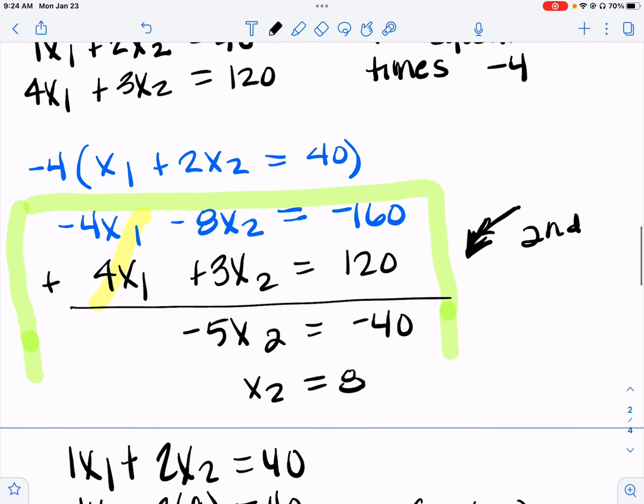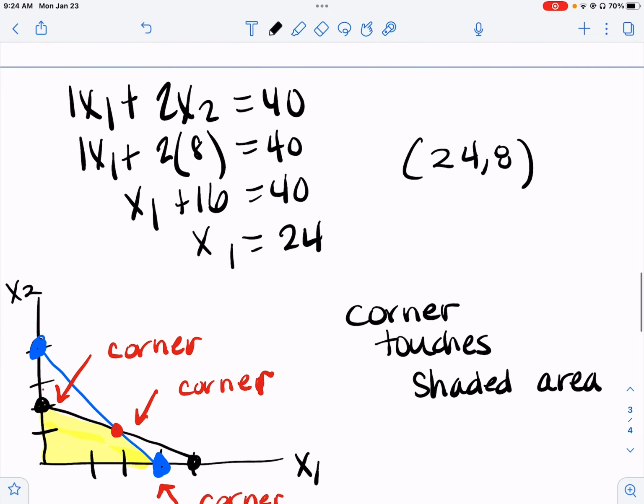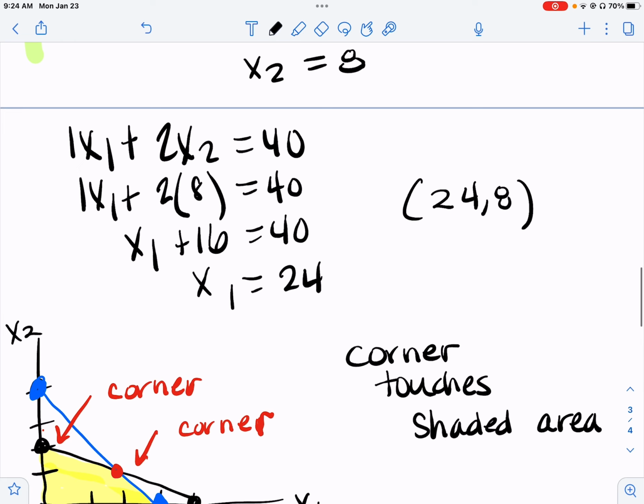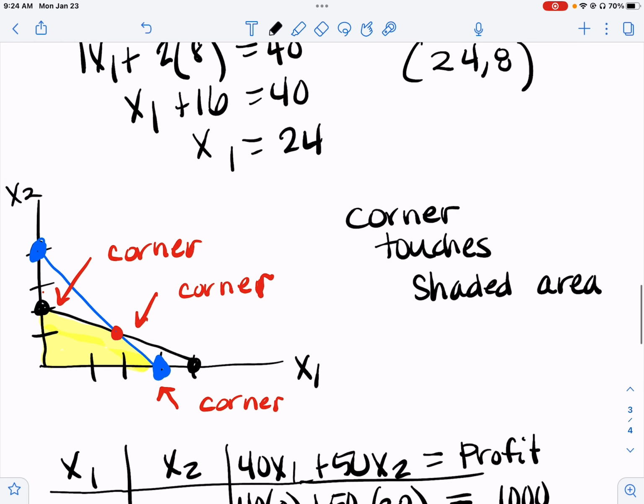Add the two together, we get -5x2 = -40. Divide, we get x2 = 8. Go back and plug in 8 for x2. So we get x1 + 16 = 40, minus 16 on both sides. We get x1 = 24. Okay, and that is when x2 = 8. So our point is (24, 8). Okay, so those are our 3 corner points.